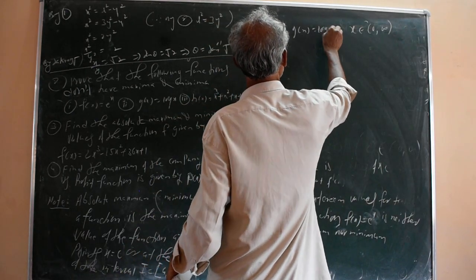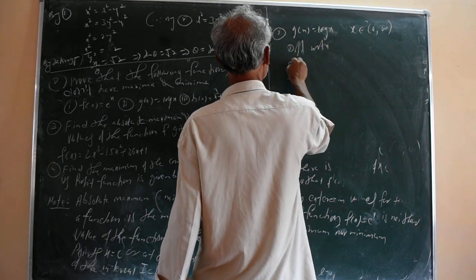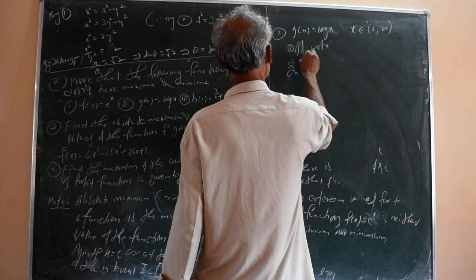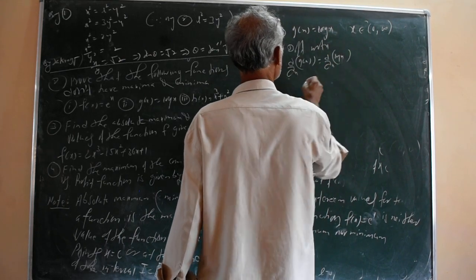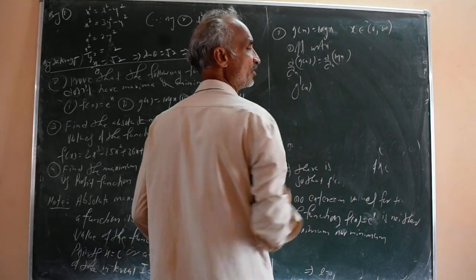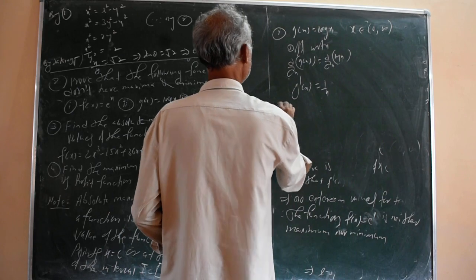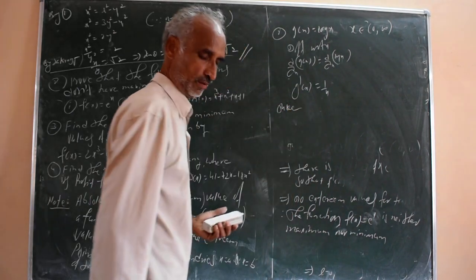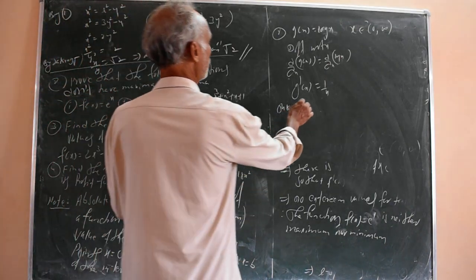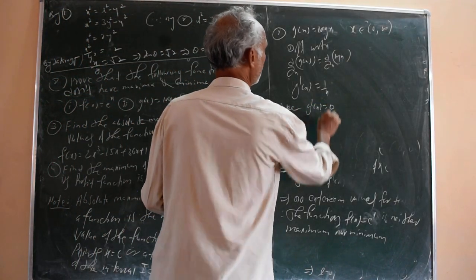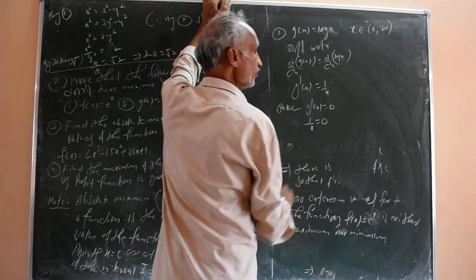Differentiating with respect to x, d by dx of g of x is equal to d by dx of log x. The differentiation of g of x is g dash of x, and the differentiation of log x is 1 by x. For maxima or minima, the common condition is the first order derivative equals 0. Take g dash of x to 0. Therefore 1 by x is equal to 0.